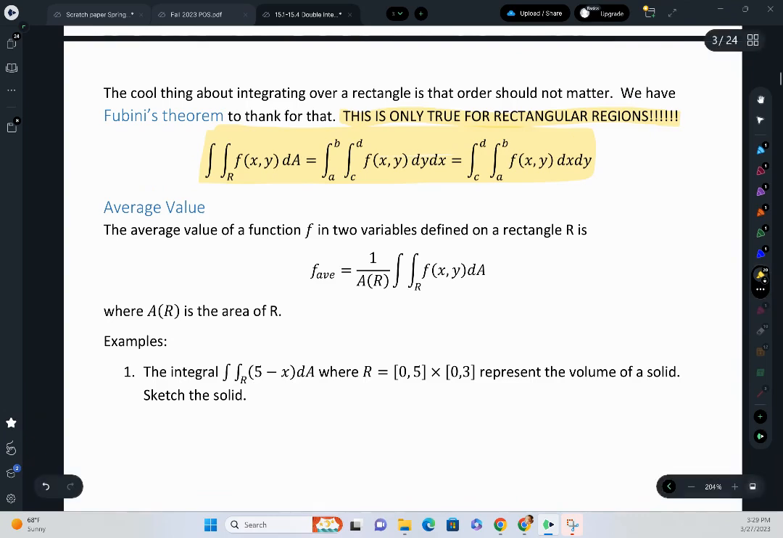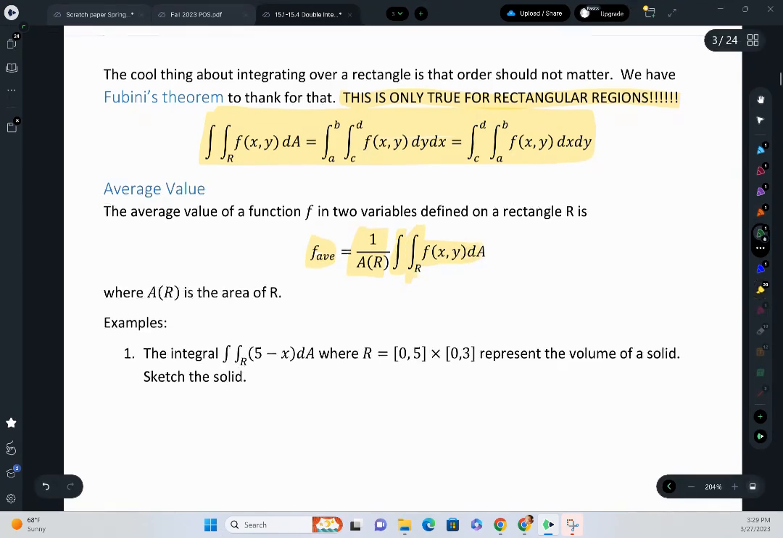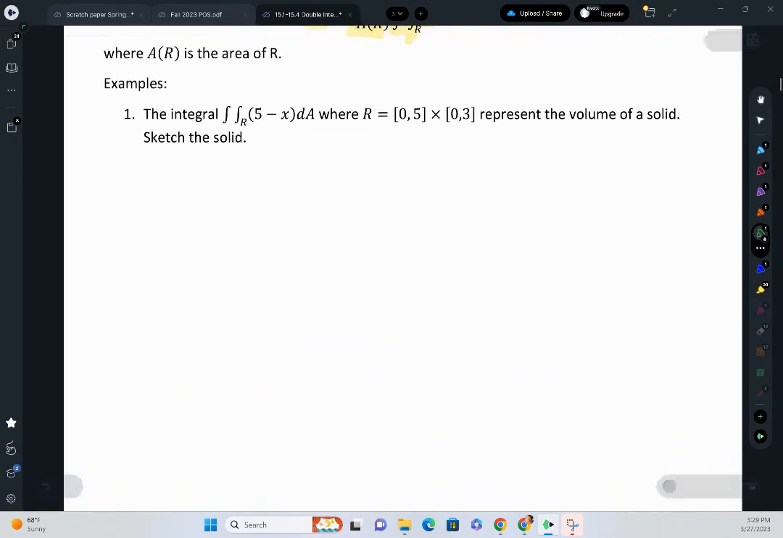Well, we have a formula right here, and it says F average. What we're going to do is divide out the area of the region of integration after we integrate over the region of integration the f of x y. Okay? All right, so let's get started working with some examples.